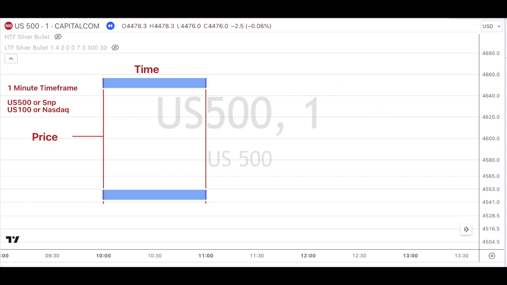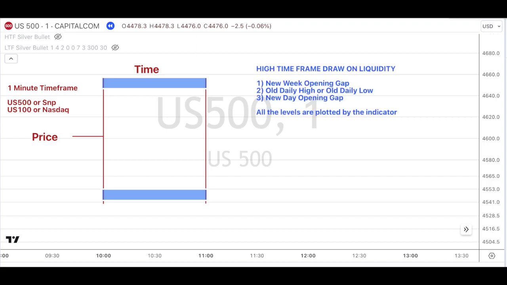The levels that we look at are, in order of importance: new week opening gaps, old daily highs or old daily lows, new day opening gaps. And the indicator will plot them all automatically, no charting required.